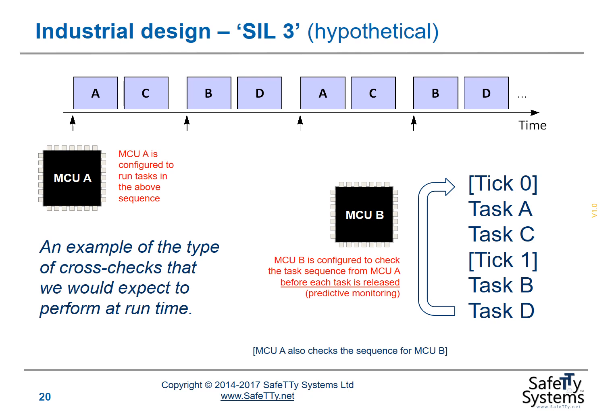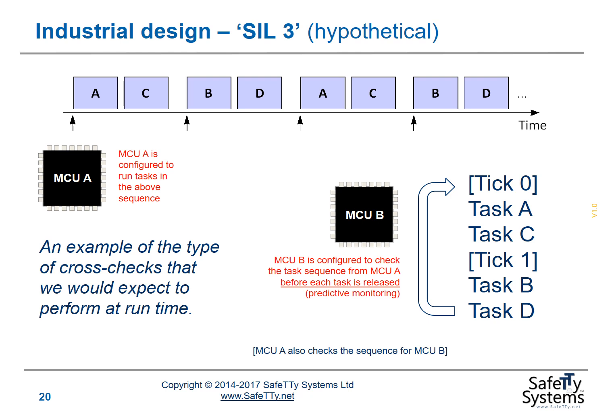So effectively, microcontroller A sends a message to microcontroller B before it releases each task to say, I'm about to release task B. And microcontroller B will check that that is the correct task. So microcontroller B will hold a separate, different representation of what the task release sequence should be, and we'll check that task sequence representation at runtime.